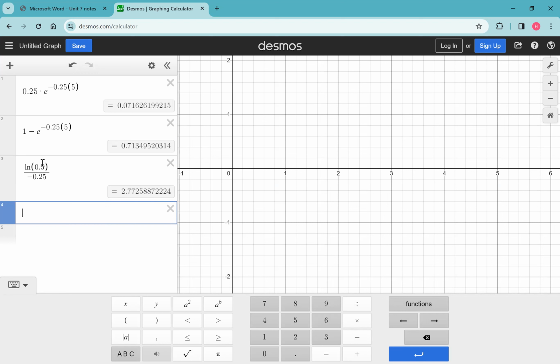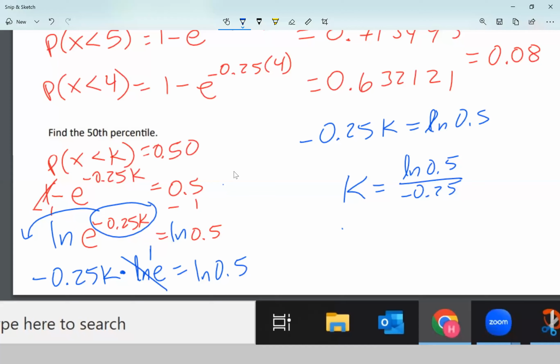You see? Natural log of 0.5 divided by negative 0.25 says 2.7725. Let me come back to our work here. I'm going to say k is equal to, rounded to 2 decimal places, 2.77. So 50% of our customers are with the clerk for 2.77 minutes or less. I could ask you for the 80th percentile. I could ask you for the 10th percentile.